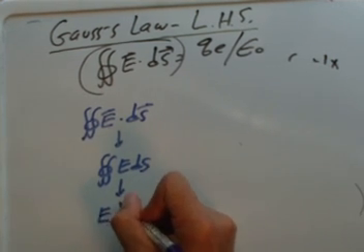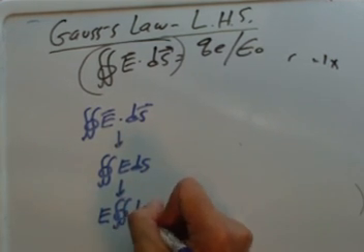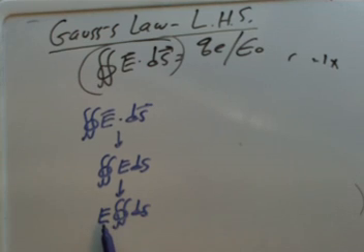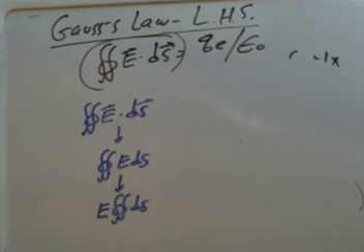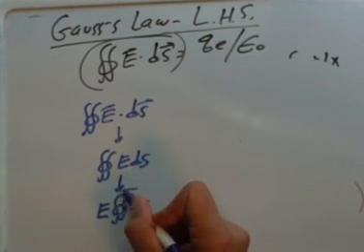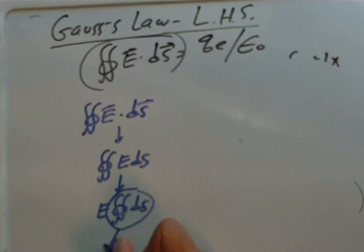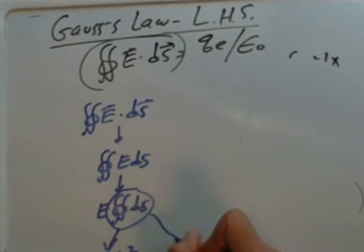Then you always want to get it down to being able to pull E out. If you chose the Gaussian surface properly, you'll have E equal to a constant. You can pull that out in front like that. And so what this side is always going to be, depending on what you chose, is the surface area of a sphere, which is 4 pi r squared. So this is of a sphere right here.